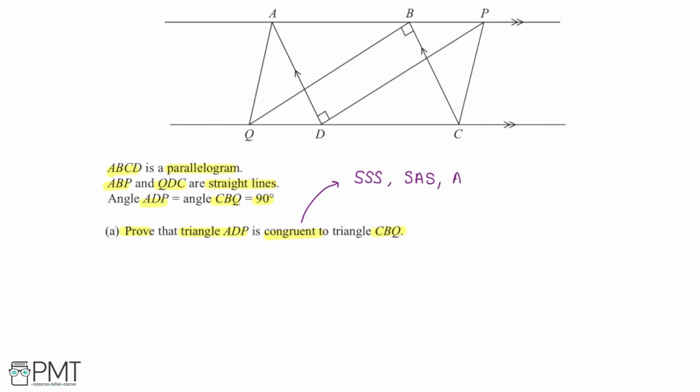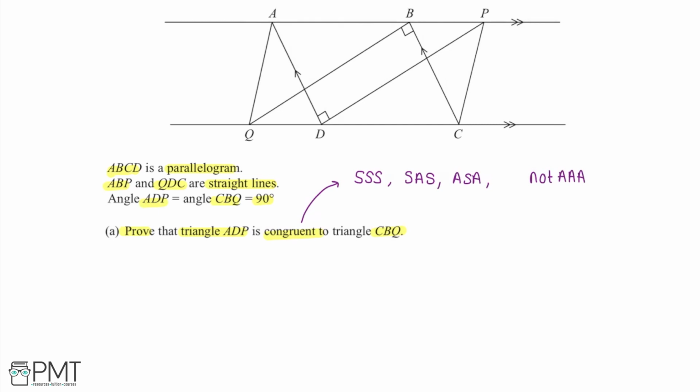Alternatively, we can do angle, side, angle, so this is the same, but showing that there are two angles and a side in the first one, which are equal to two angles and a side in the other triangle. We can't, however, do angle, angle, angle, because the three angles in the triangle could be the same, but the triangle could be scaled up or down, leaving it with different side lengths. So this doesn't prove congruency.